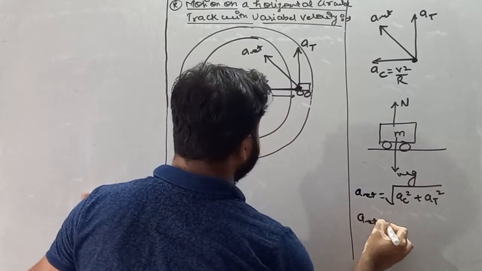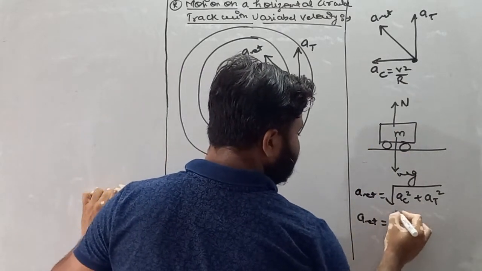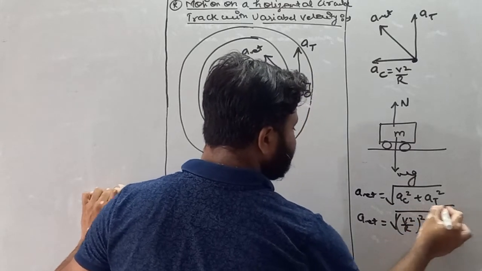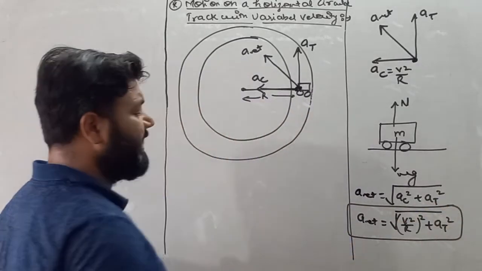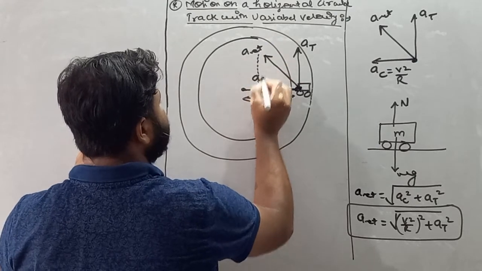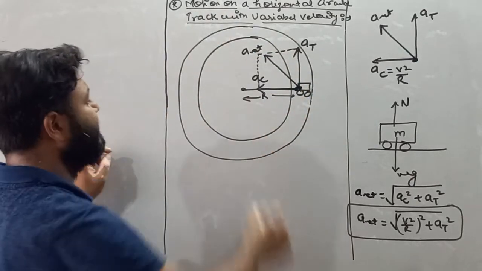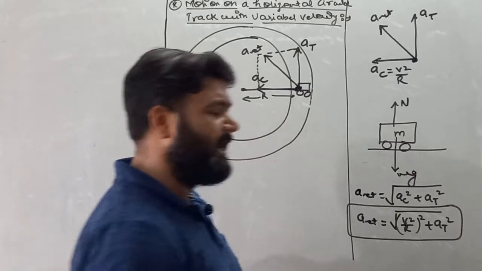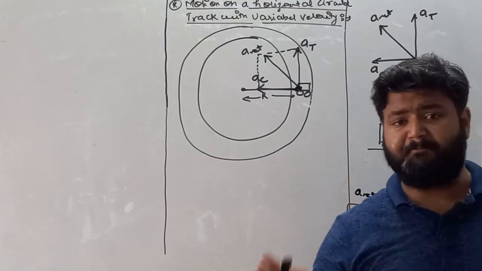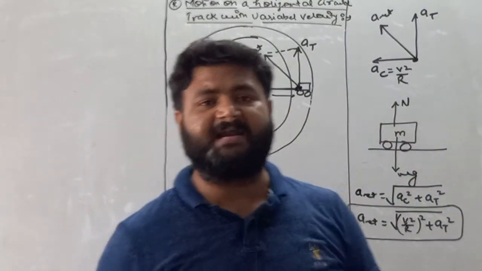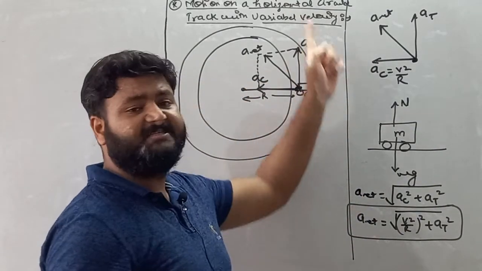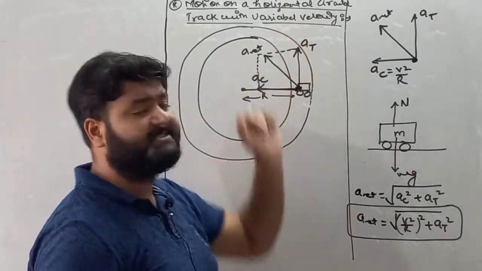So instead of AC we can write V square by R, and its square plus, my dear student, AT square. So this is the value of net acceleration, and the direction of net acceleration is always between the tangential acceleration and centripetal acceleration. Now moving forward, my dear student, as we know that if the particle is moving in a circular track, then one acceleration is acting towards center and another acceleration is acting towards tangent if velocity is variable.